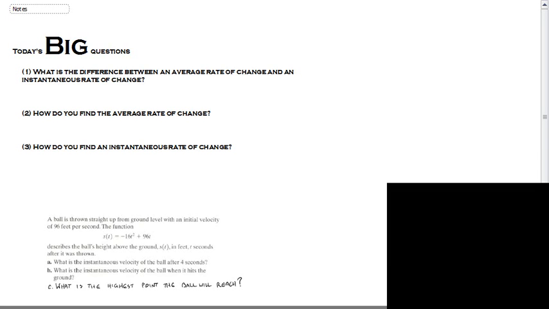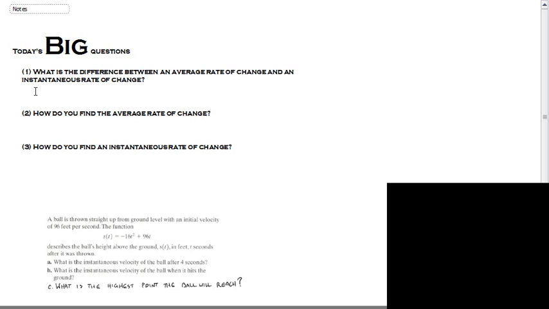Okay, so for today's notes, we're really focusing on the application of the instantaneous rate of change rather than just finding it from a function like we were doing last week. So big questions for today. What is the difference between an average rate of change and an instantaneous rate of change?